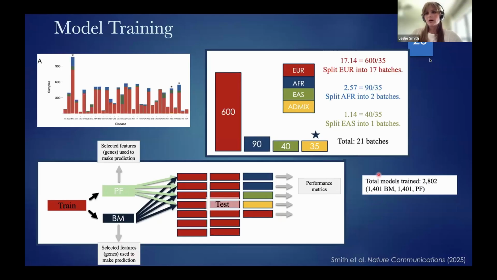In total, across all of our diseases and models, we're going to have 1,401 models trained with phyloframe and 1,401 on the benchmark. And just a note: the ideal point of our method is that you don't actually need to know your sample's ancestry when you run it. This is just for us to benchmark and look at performance across a known sample.